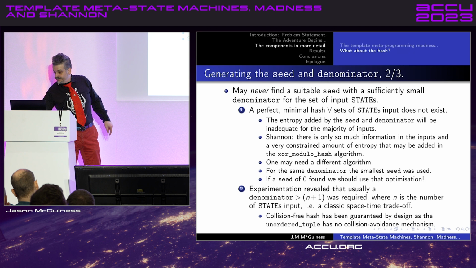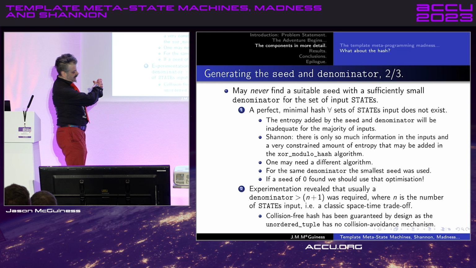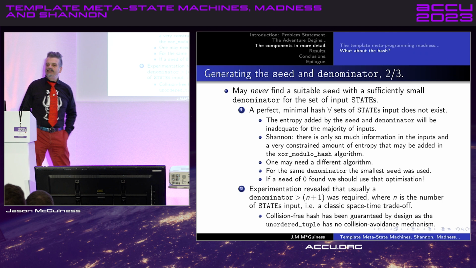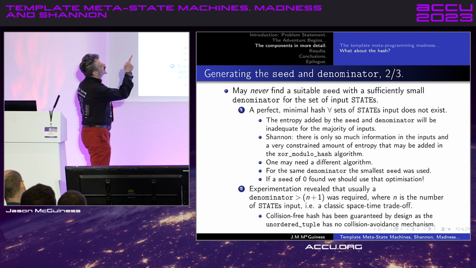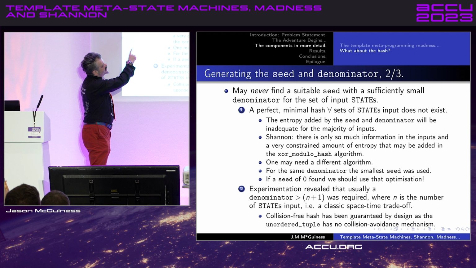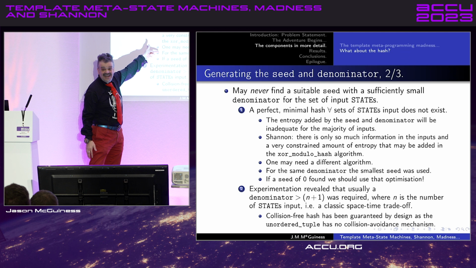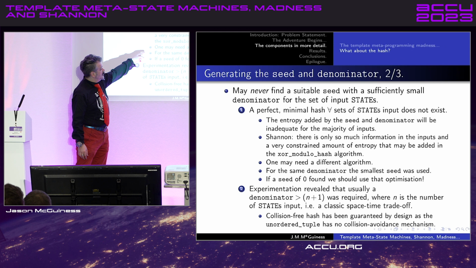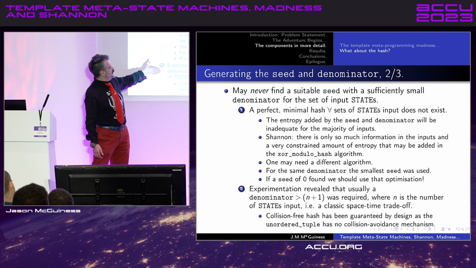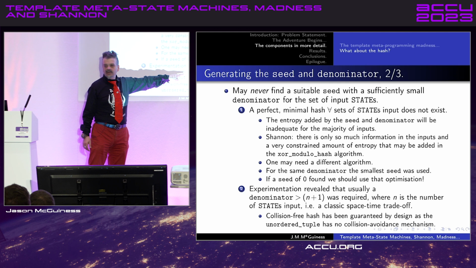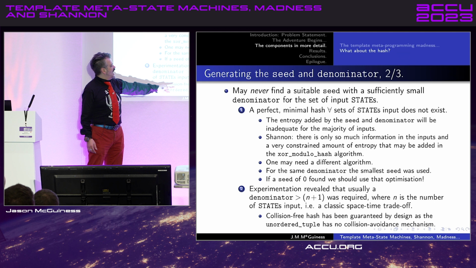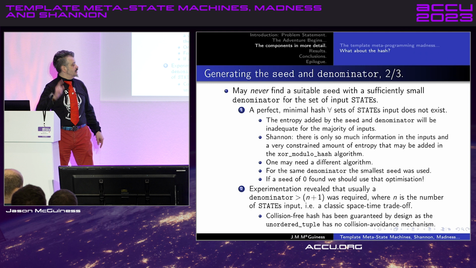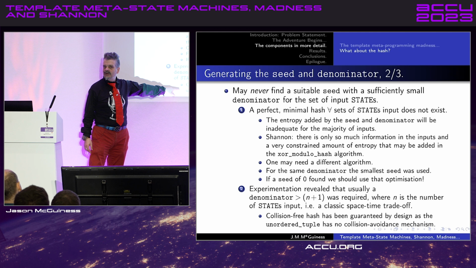Okay. How are we doing? Push on a bit. We may never find a suitable seed. Remember Shannon. There ain't no such thing as a minimal perfect hash with a sufficiently small denominator. So the seed and denominator add entropy. As I said, ain't no such thing. We may need a different algorithm. Remember, if we can't find a solution, no header file is written. So you may need a different algorithm. XOR modulo may not work. In all my cases, the denominator had to be odd. Also, I had to relax the minimality requirement. I guarantee collision-free. Remember, it's perfect. No collisions. Unordered tuple has zero collision avoidance mechanism. Woe betide you. It's not like unordered map.